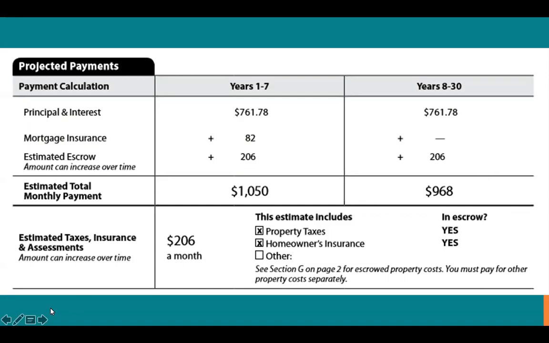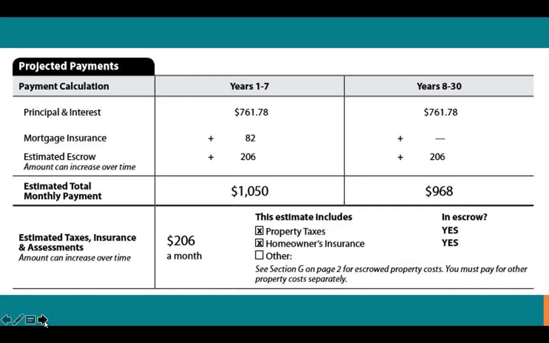Then you see right below the principal and interest, the mortgage insurance, and then the estimated escrow. So the estimated escrow as you go down is $206 per month. And you can see that they have decided to do both property taxes and homeowners insurance, and that estimate is included in the escrow. So that is an example as to what it would look like on a loan estimate and closing disclosure, how it kind of breaks up that PITI for you.